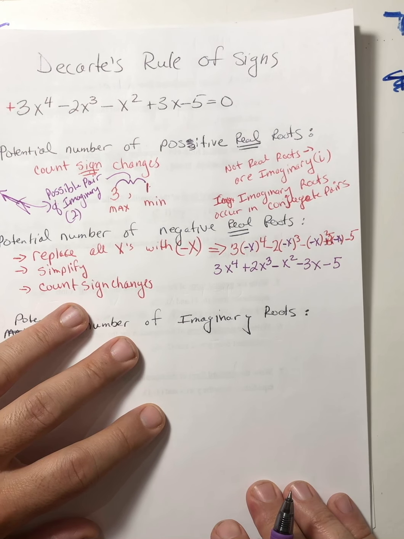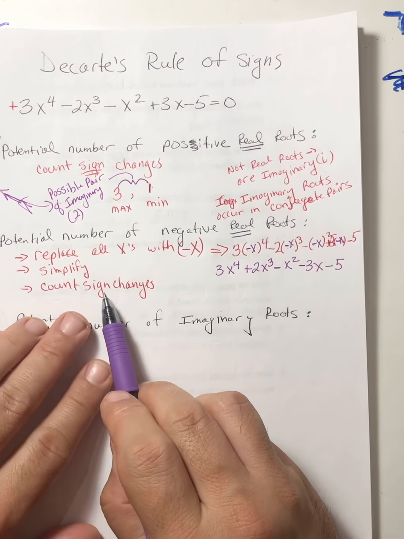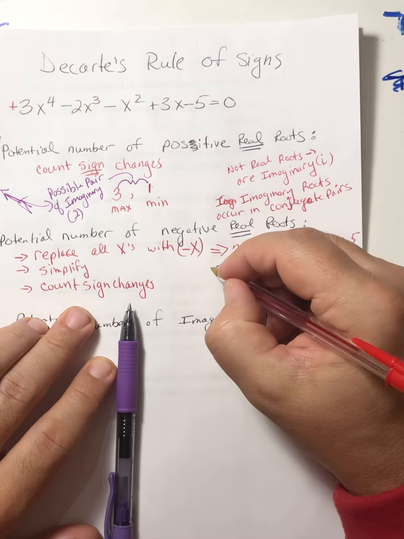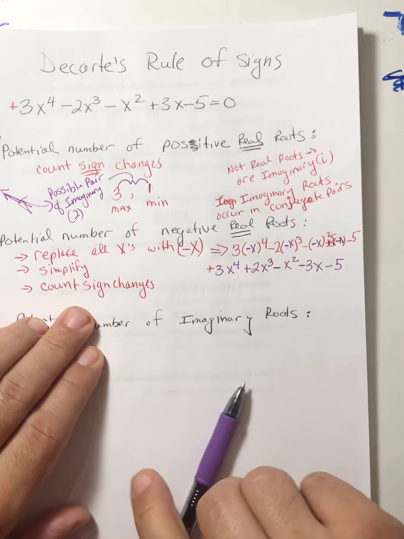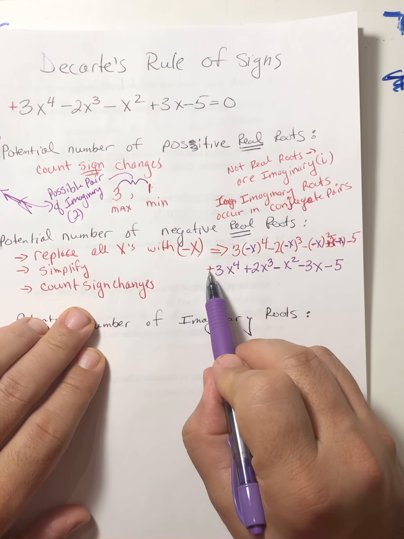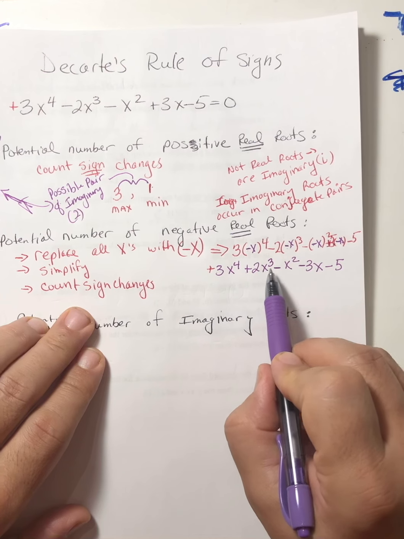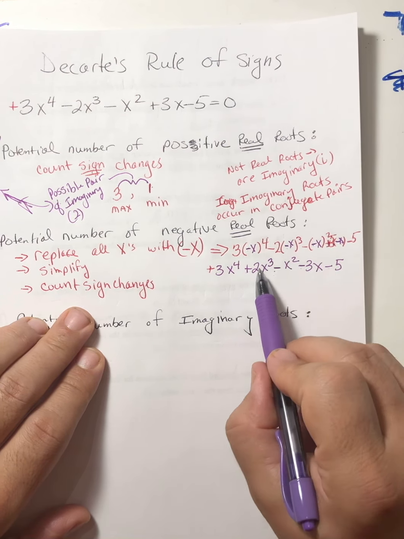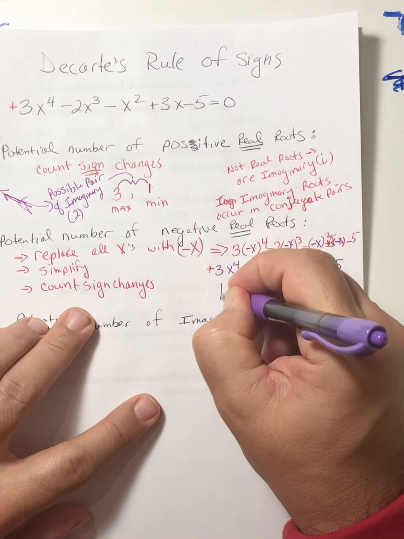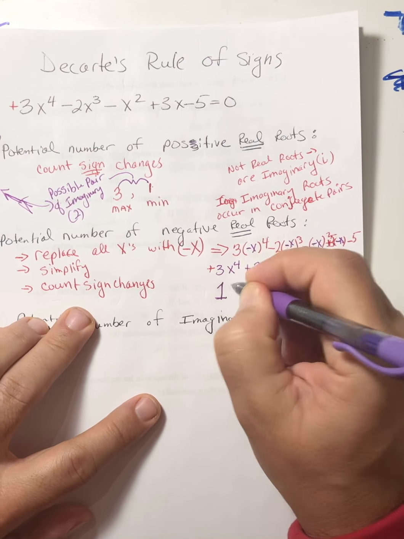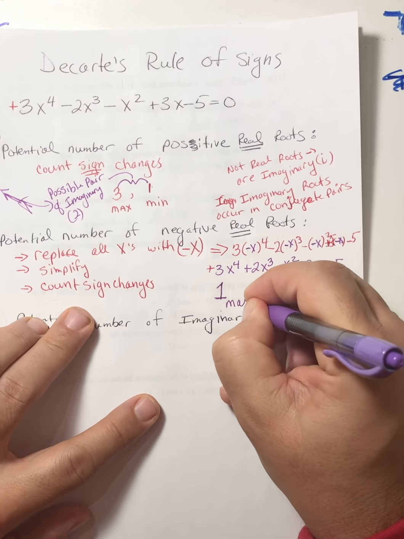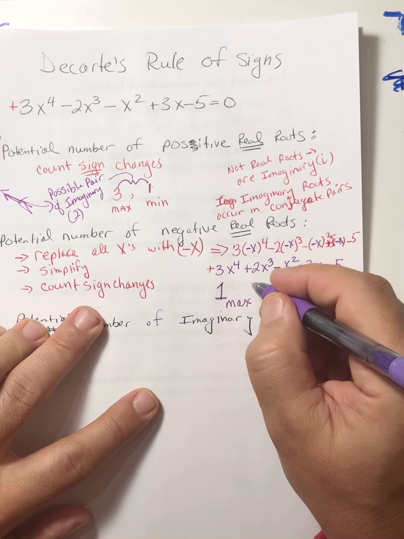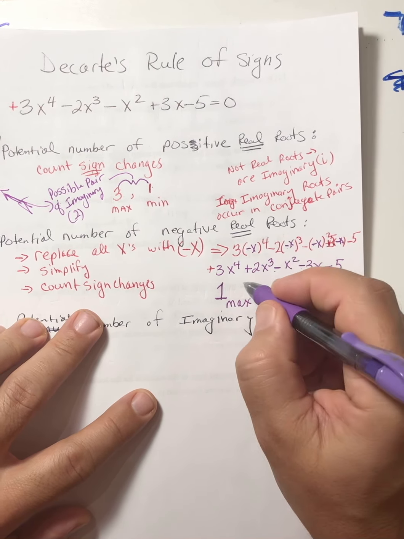Okay, and now we count the sign changes. Again, remember there's a positive in front here. If you don't see a sign, it's positive. So it's positive, stays positive, and then it changes. And then it stays and stays. There was only one sign change. So this has a maximum of 1 negative real root.